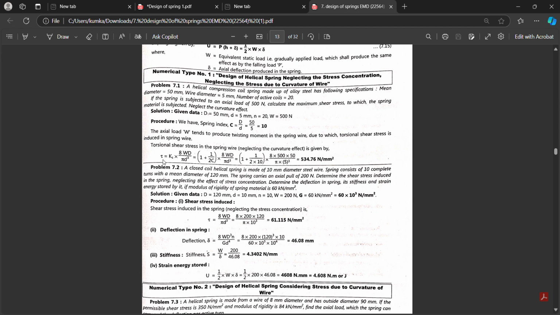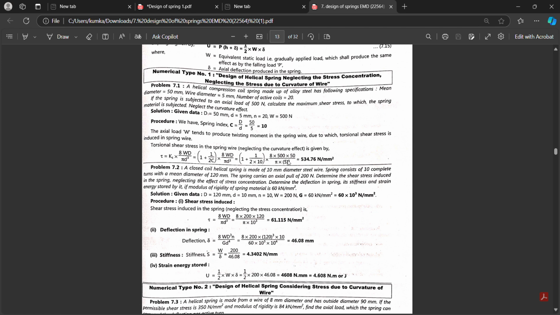This is the formula for the shear stress induced in the spring. Ks is equal to 8WD upon pi d cube. You have to remember the formulas first. This is a universal formula which is used to calculate the shear stress induced in a spring. The first formula is neglecting the curvature effect, where 1 plus 1 upon 2C is the shear stress factor formula.